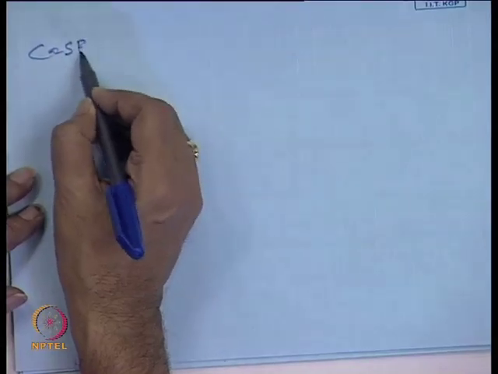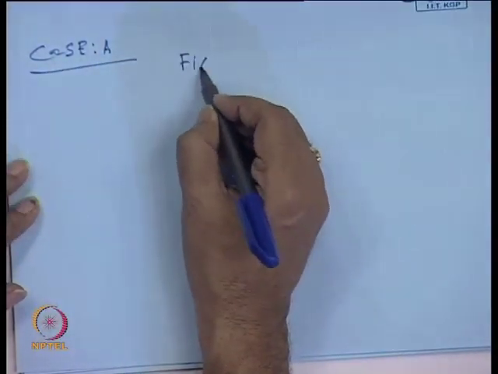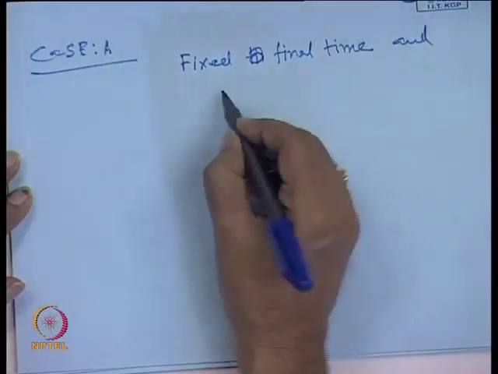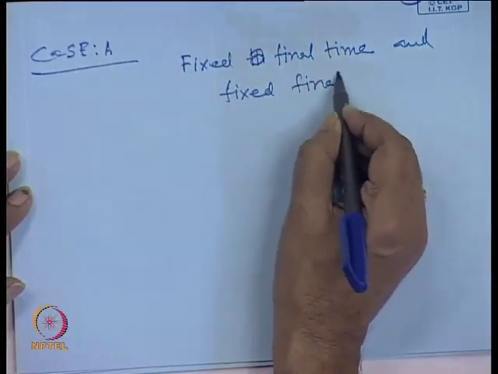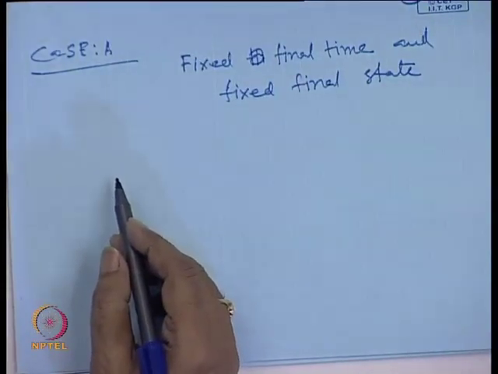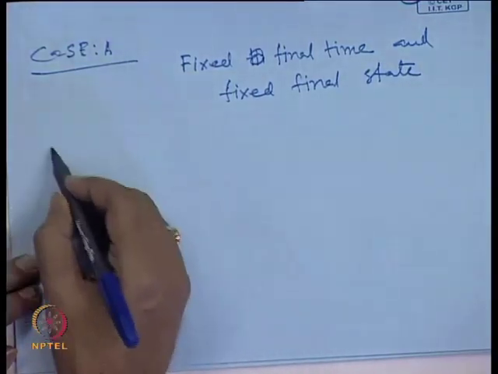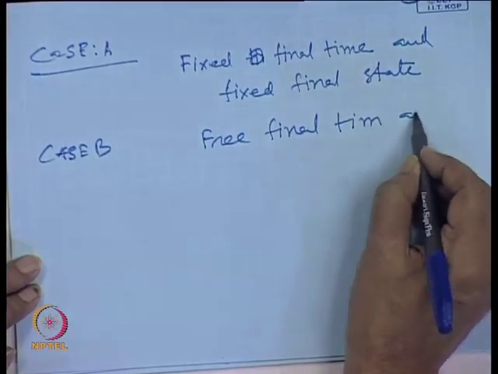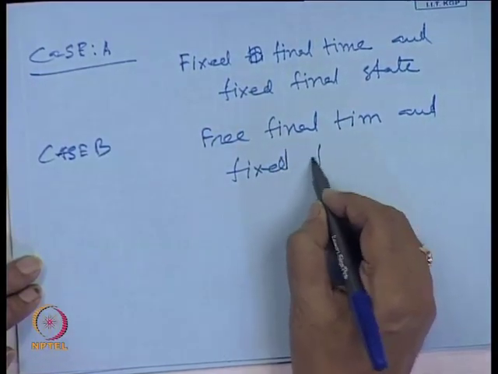We will take an example and see how to solve a practical problem. Agree? We can consider four cases. Case A, as we discussed earlier: fixed final time and fixed final state. Then case B: free final time and fixed final state.